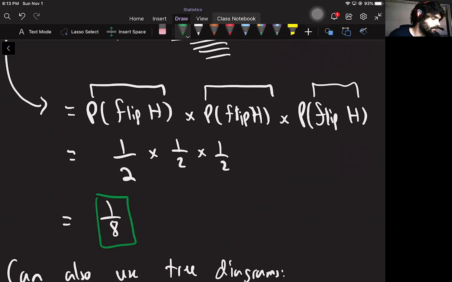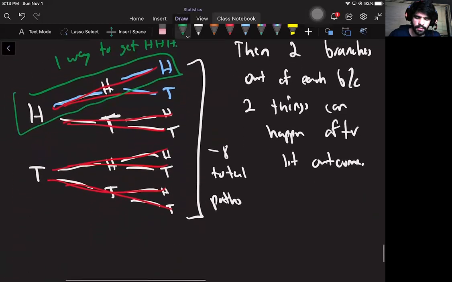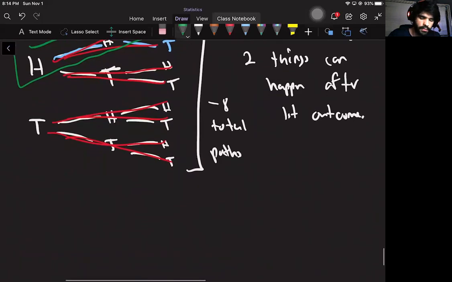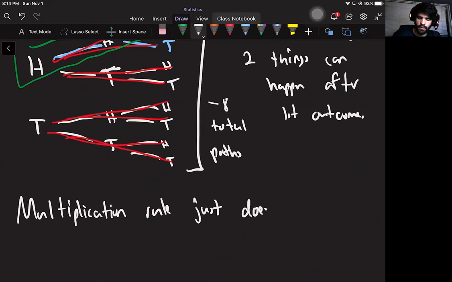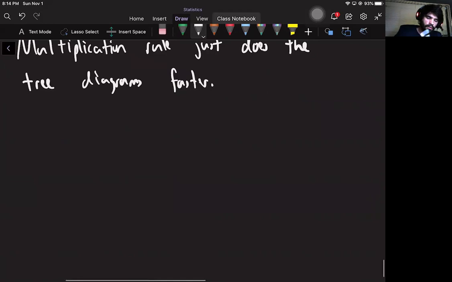Okay, so the multiplication rule is really just doing this tree diagram business faster so you don't have to draw pictures constantly. That's really what it comes down to. Okay, so the multiplication rule just does these tree diagrams, but faster. Okay, so now let's do an example where we just sort of apply the rule as fast as possible to see how it's not so bad.